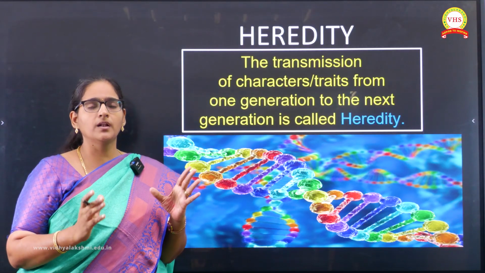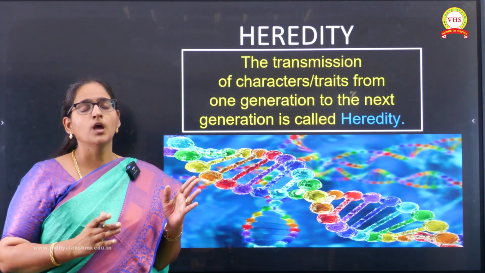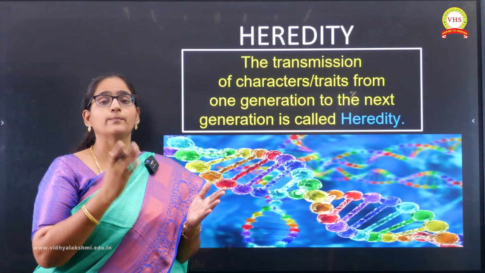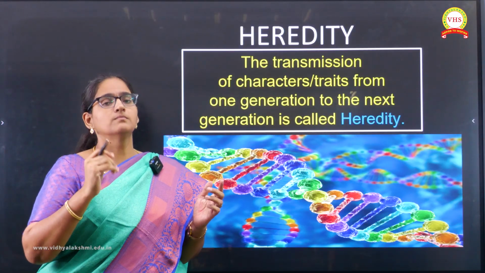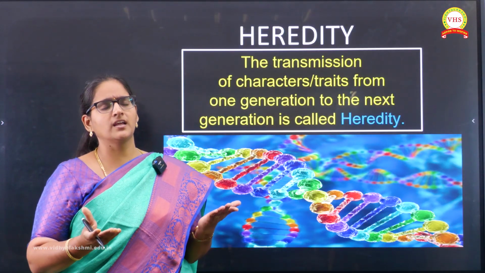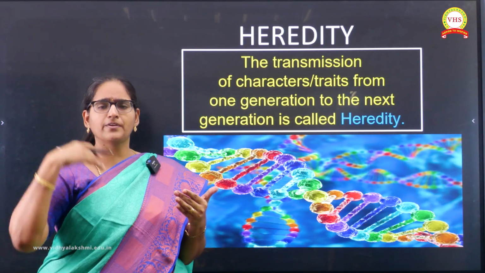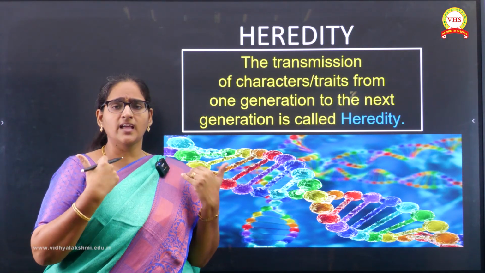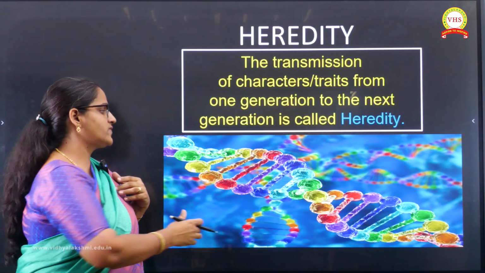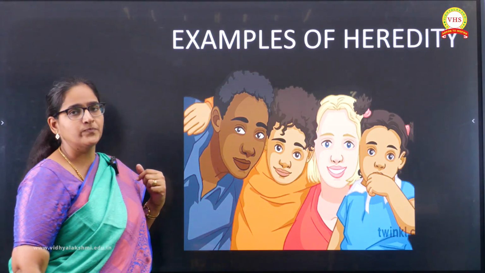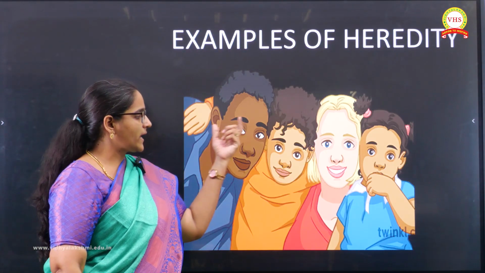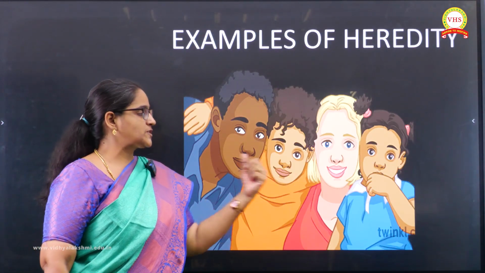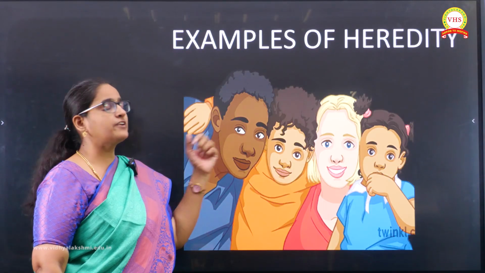Heredity. For example, if you look at yourself in a mirror, your body will have a combination of characters from both your father and mother. That is nothing but heredity. The characters are passing from one generation, that is our parents, to the next generation, that is none other than us. This kind of transmission is called heredity. If you look at this picture, you can see the similarities existing among the offspring or progenies from the parents.